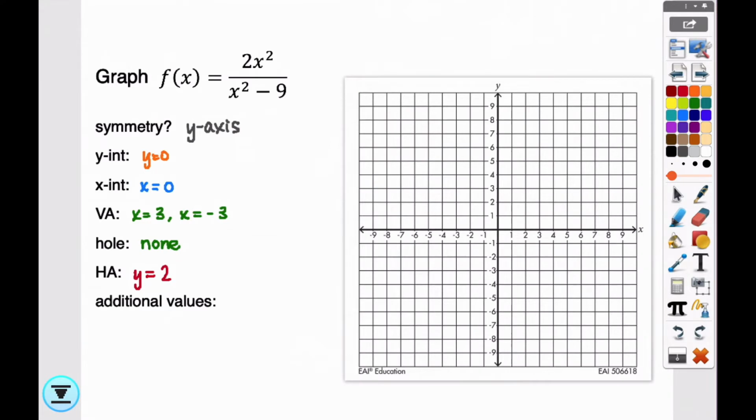As far as additional values, it kind of just depends on the graph. So why don't we get all of this stuff on the graph and we'll see what additional values we might need. My x and my y-intercept are the same point, the point (0, 0). I've got vertical asymptotes at -3 and 3. My horizontal asymptote at y equals 2.